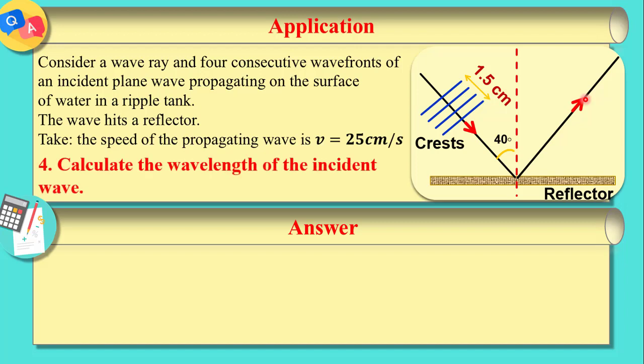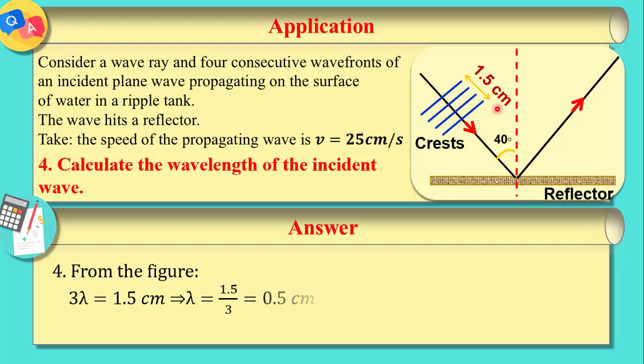Calculate the wavelength of the incident wave. From the figure, the distance separating 4 consecutive wavefronts is 1.5 centimeter. We have 3 lambdas between these 4 consecutive wavefronts. Then 3 lambda is equal to 1.5 centimeter. Then lambda is equal to 1.5 divided by 3 is equal to 0.5 centimeter.